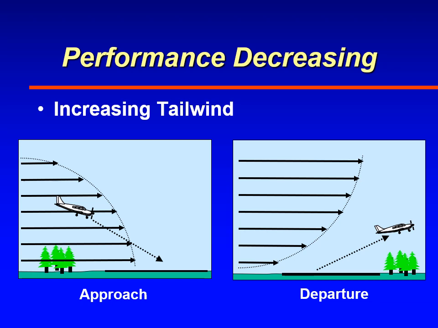Performance decreasing shears can also be experienced with an increasing tailwind. For example, on approach, as an aircraft gets closer to the ground during the landing, notice that on the left you can see the wind increases as a tailwind as the aircraft approaches the ground. So that increasing tailwind as it gets closer to the ground is a performance decreasing shear. Conversely, as an aircraft departs, if the tailwind increases with height, then that is also a performance decreasing shear.